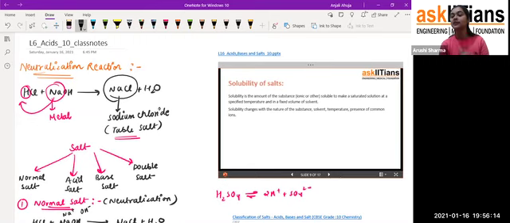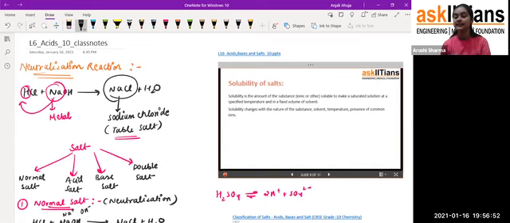That means the solubility of salt is the amount of the substance soluble to make a saturated solution at a specified temperature and a fixed volume of solvent. It should not be that the volume is changing. If the volume changes, the solubility will also change. The volume of the solvent must be the same throughout the process, so that you come to know what the solubility of the salt is.